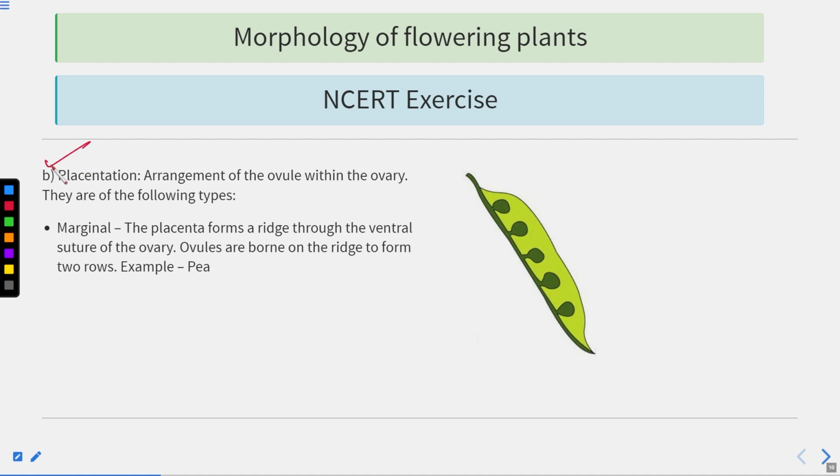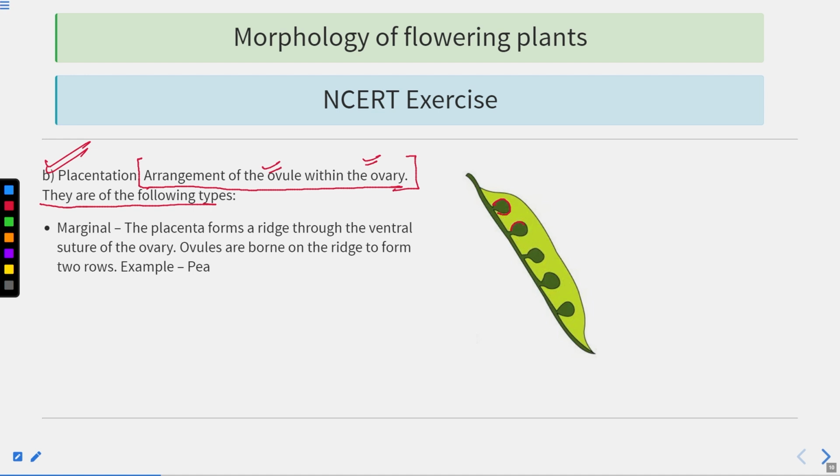Next is the placentation. What do you mean by placentation? The arrangement of the ovules within the ovary, they are of the following types. This is the definition of placentation. How the ovules are arranged in the ovary is called placentation. Before fertilization the seeds are called ovules, so how these ovules are arranged in the ovary, that is the placentation.